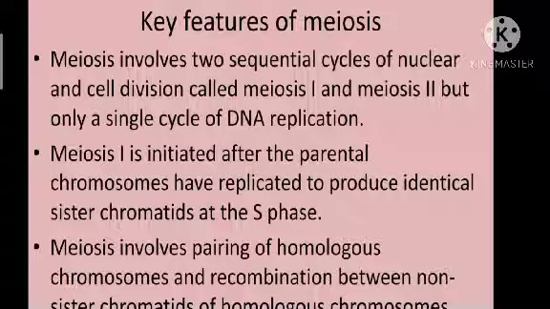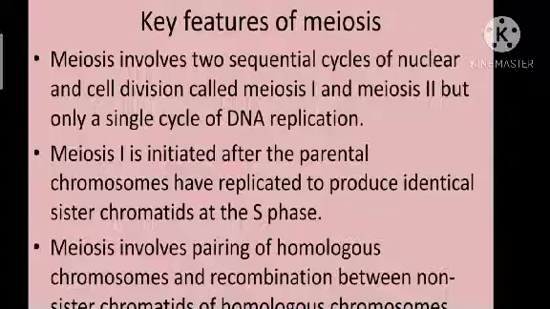So before meiosis I occurs, the DNA will be doubled, and so the chromatids will be doubled at the S phase itself. The whole chromosome is not doubling, only the DNA will be doubling. As a result, we can say the sister chromatids will be doubled at the S phase.